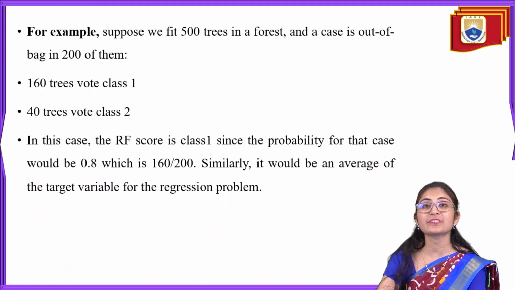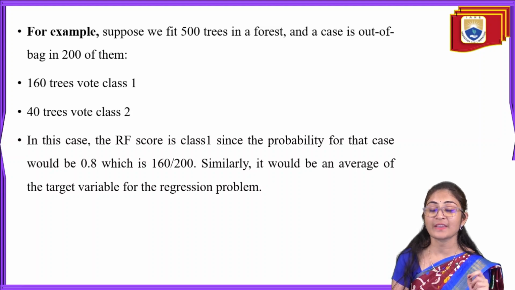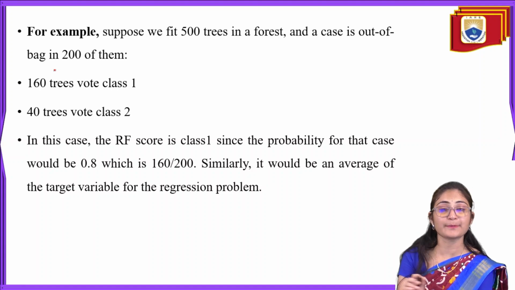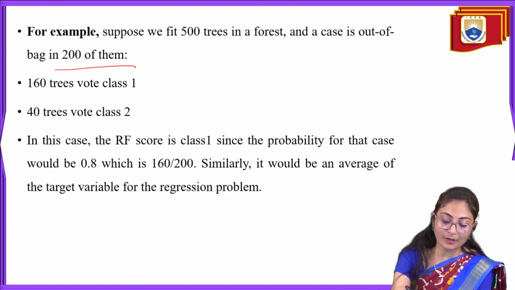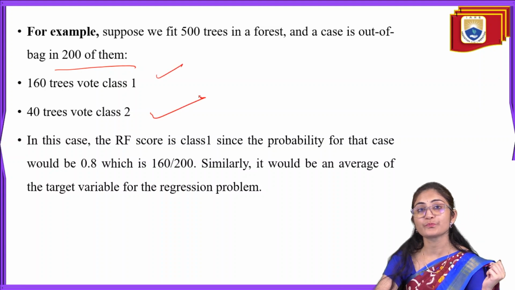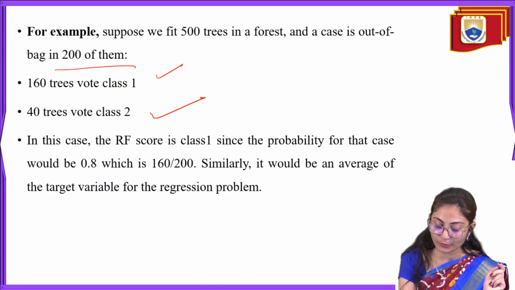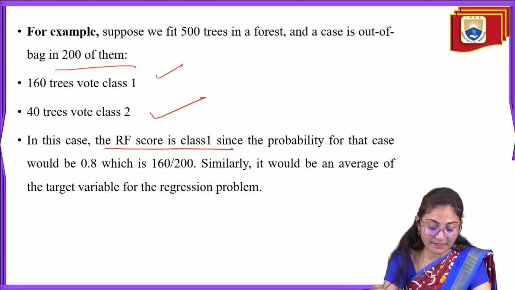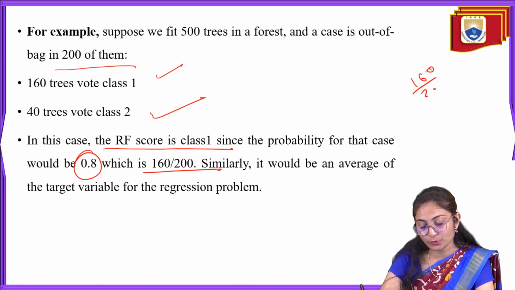Now let's consider one of the examples. Suppose we fit 500 trees in the forest, and a case is out of bag in 200 of them. So 160 trees vote class 1 and 40 trees vote class 2. So in this case, the random forest score is class 1, since the probability for that case would be 0.8, which is 160 divided by 200.